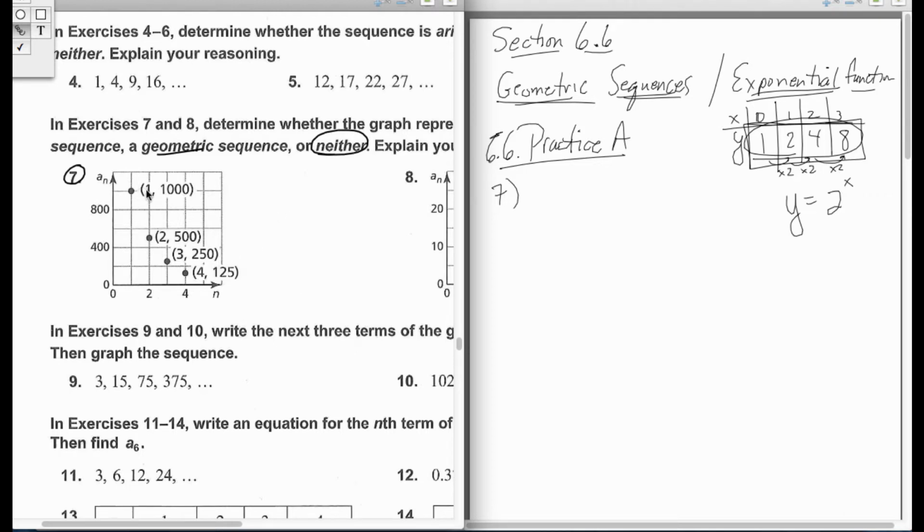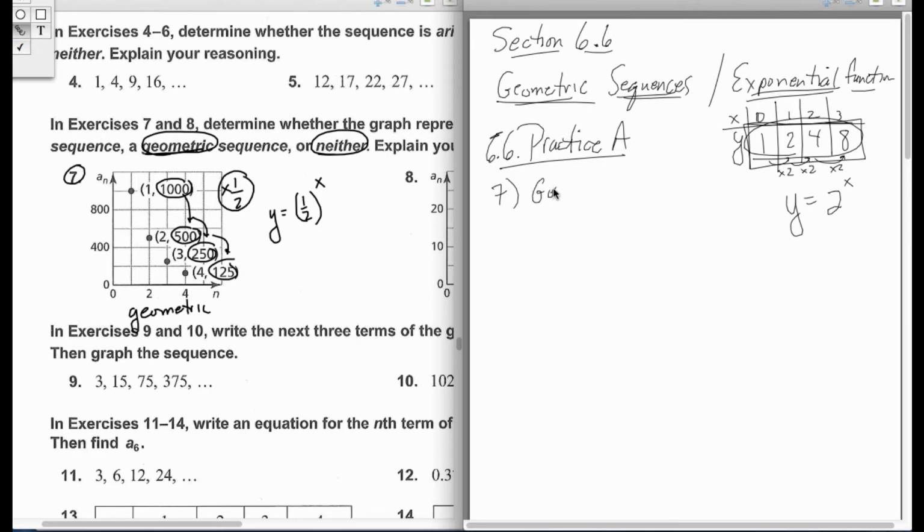So you'll notice here that the y values are going from 1,000 to 500 to 250 to 125. They are being halved. You are multiplying by a half here every time. So your base in the exponential function would be a half. This would be like y equals 1/2 to the x power. That is an exponential function, and it's what we would call a geometric sequence because you're multiplying by something in order to get the next y value. So this is definitely geometric. Okay? Geo. I'll just put geo here.